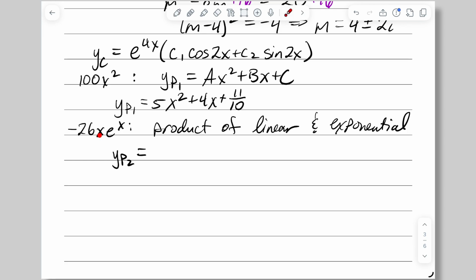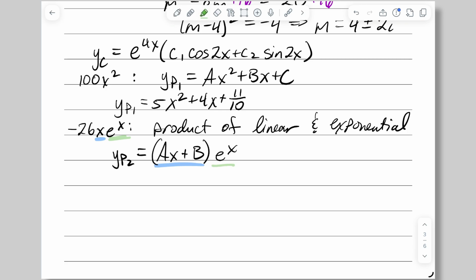Folks, a linear function is not just x. A linear function has a linear term and a constant term. I want you to think about equations of lines. y equals mx is not our general linear equation. It's y equals mx plus b. So we should have two terms here. And so for the linear part, I'm writing down ax plus b. I'm going to multiply that, so I'm going to wrap it in parentheses. And then for the exponential part, e to the x, we're just going to write down e to the x.